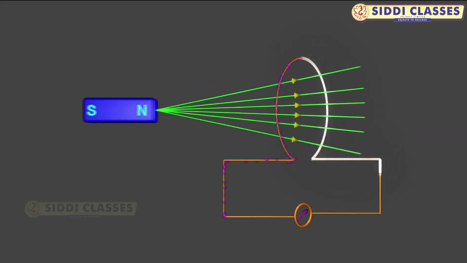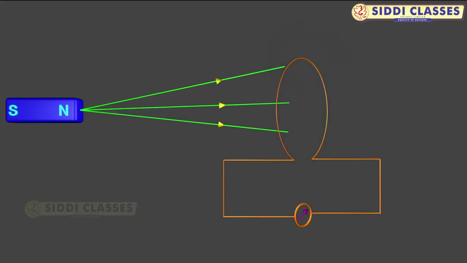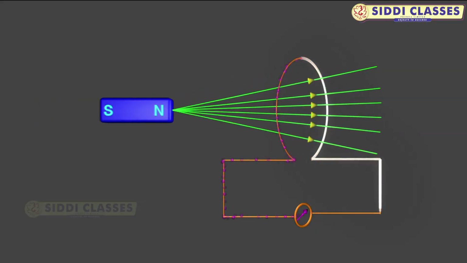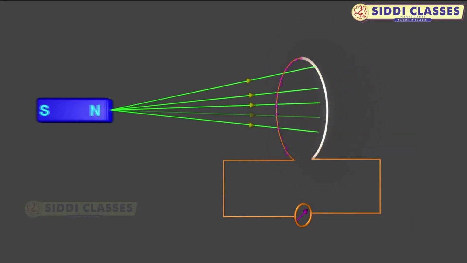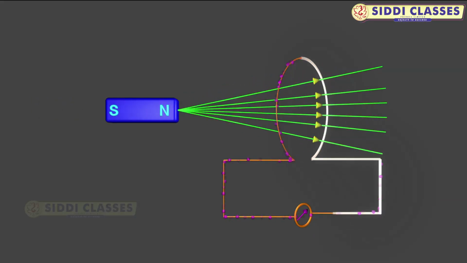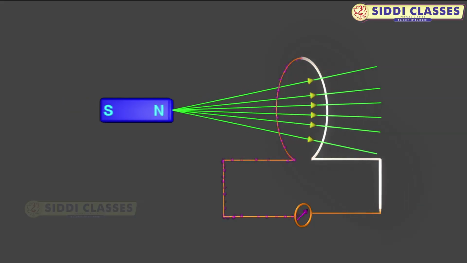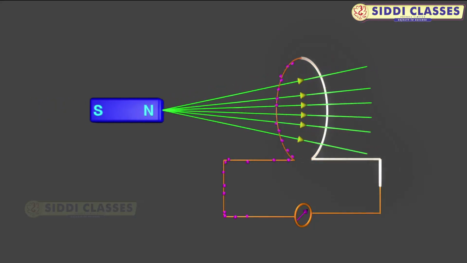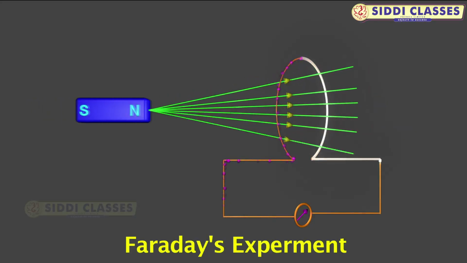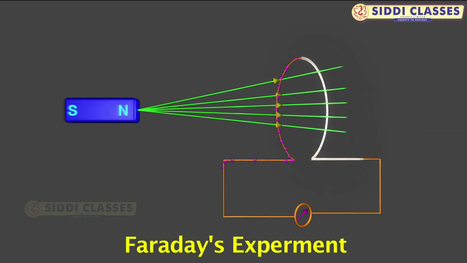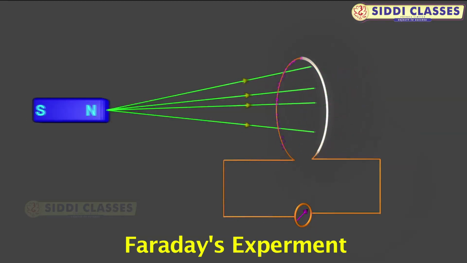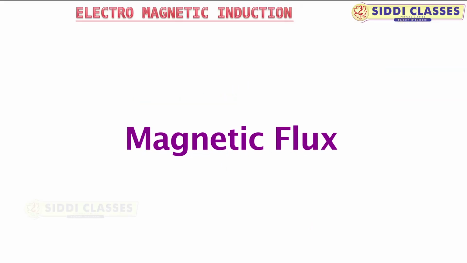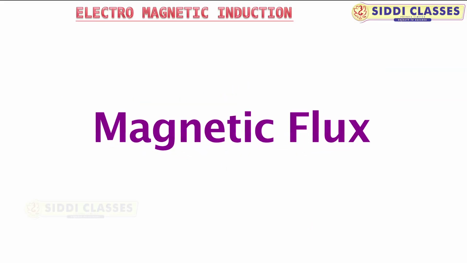When the magnet is moved to and fro, as you are seeing, the magnetic flux cut by the coil varies with time. You can find some current in the circuit. This phenomenon is known as electromagnetic induction, and this experiment was first performed by Faraday, who gave two laws related to electromagnetic induction. Before going to electromagnetic induction, first we discuss what is magnetic flux.